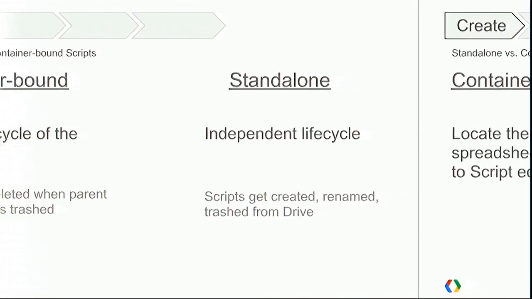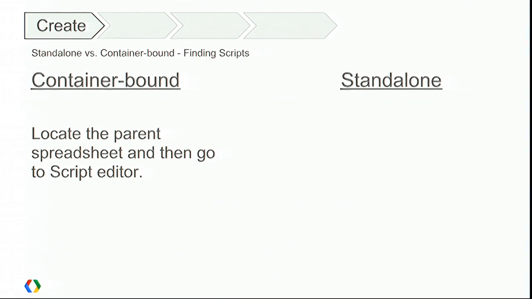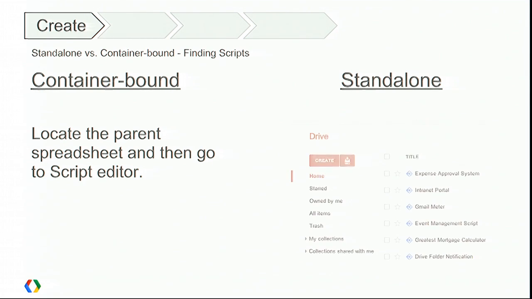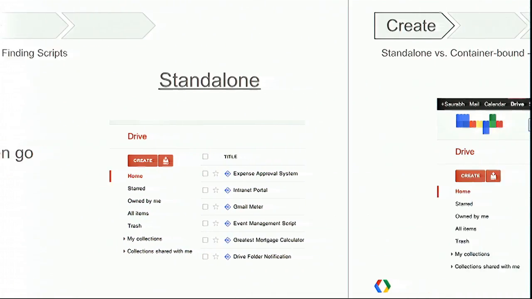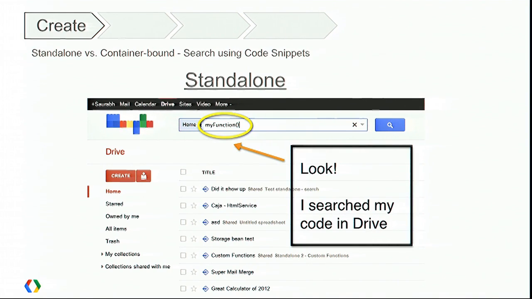That's an easy difference. How do you find container-bound scripts, right? You have to locate the parent, which is, first you have to go to a spreadsheet, then find all the attached scripts. But standalone scripts just show up in your Drive, just like that. You can go to your Drive web UI and go through all your script projects. Well, if you search, you can actually search your code in Google Drive, and script projects will show up.